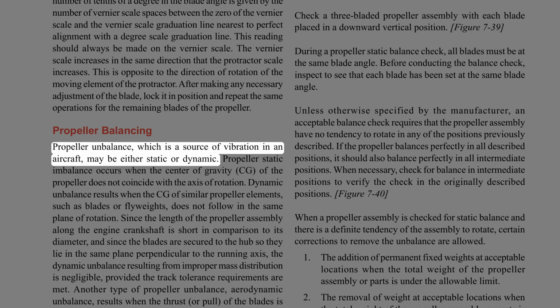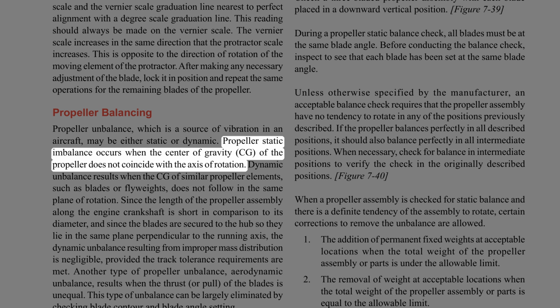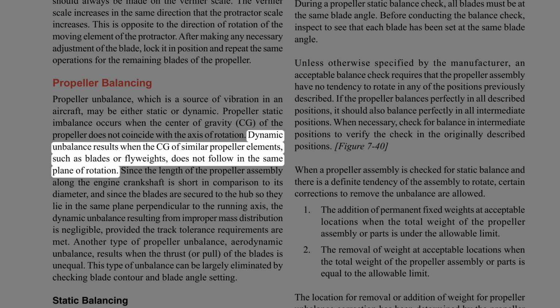Propeller balancing. Propeller unbalance, which is a source of vibration in an aircraft, may be either static or dynamic. Propeller static imbalance occurs when the center of gravity, CG, of the propeller does not coincide with the axis of rotation. Dynamic unbalance results when the CG of similar propeller elements, such as blades or flyweights, does not follow in the same plane of rotation.